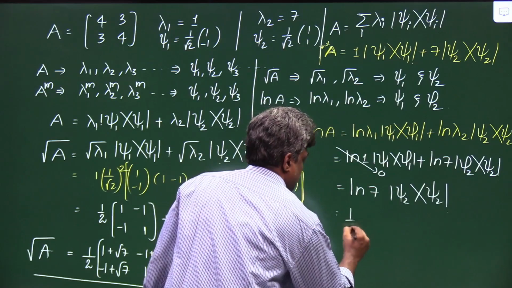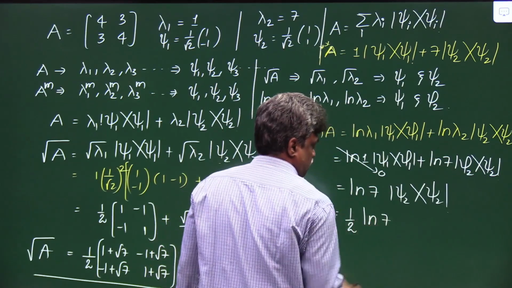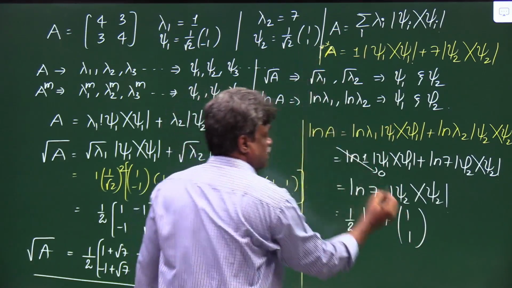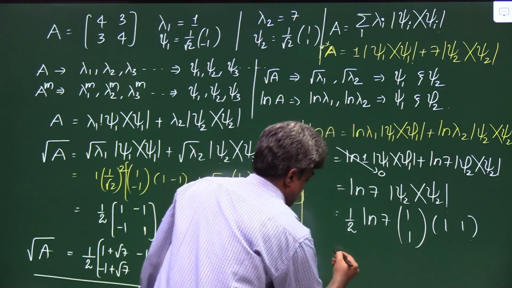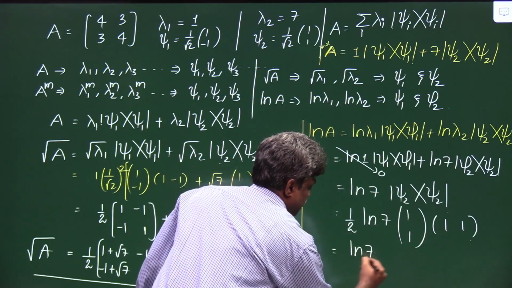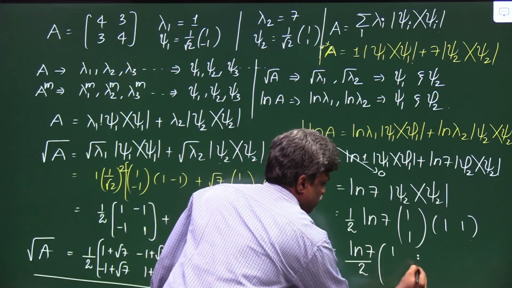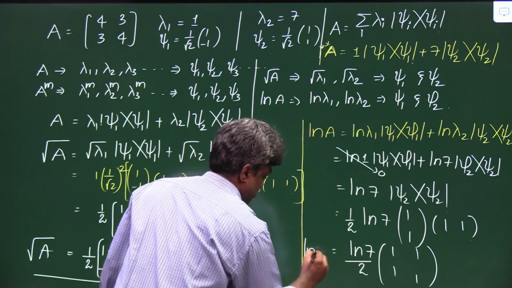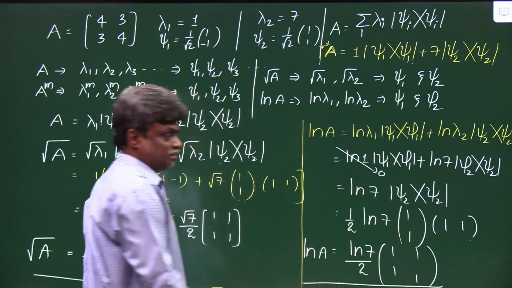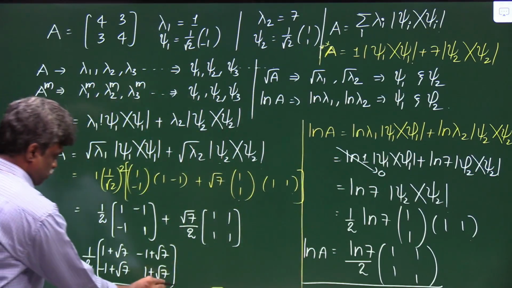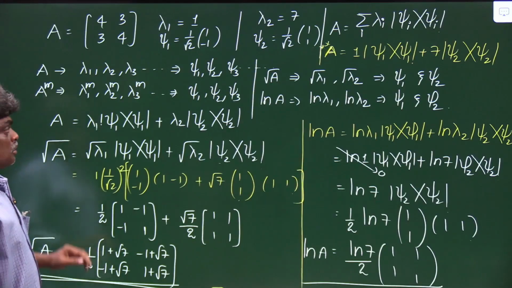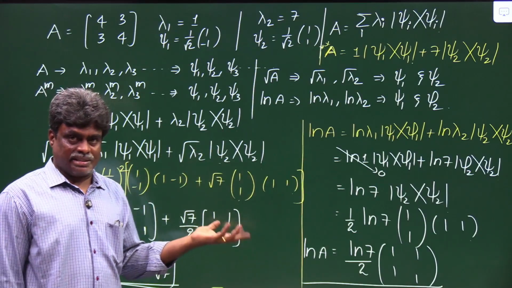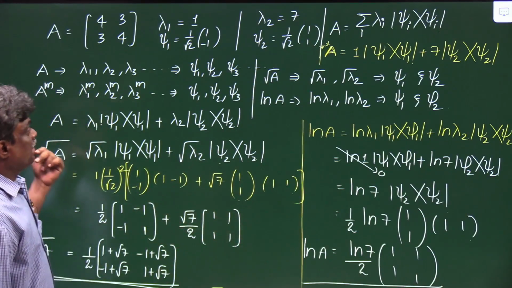Okay, so let me write like this. I will write 1 by 2 here, and log 7, and this is 1 1, because this is the column matrix, and here 1 1. So finally here we got log 7 by 2, and this is 1 1 1 1. So this is our log A matrix. So this is a beautiful concept. So spectral decomposition, like this we can find sin A, cos A, so anything we can find.